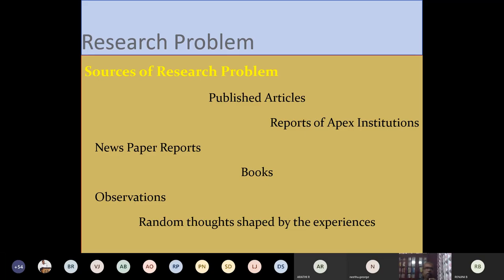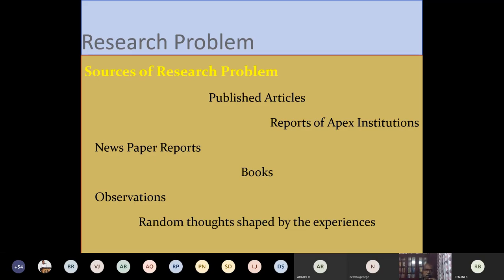Another source of research problem is the newspaper reports. Remember, newspaper reports. We researchers usually do not treat newspaper reports as a very important source of research problems. But leading newspapers, especially in business and finance, like Economic Times and Business Line, are actually providing some detailed reports, some research articles, some emerging themes regarding concurrent issues in India. So you can go through such reports also.